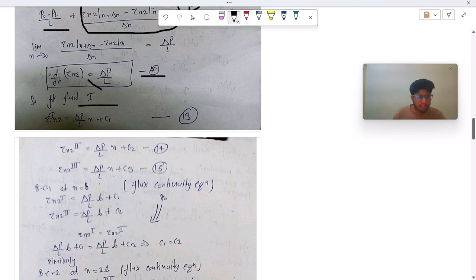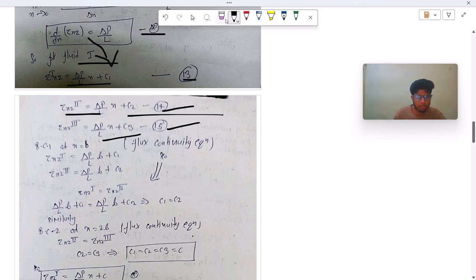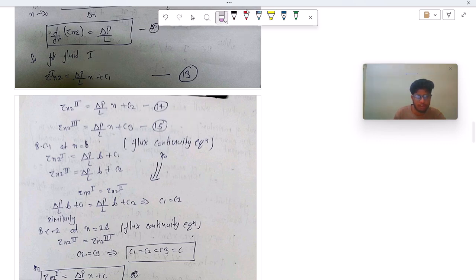first of all you have to integrate this equation with respect to x. We get tau 1 xz equal to delta p upon L into x plus c1. Similarly for fluid 2 and fluid 3. This is for fluid 2, this is for fluid 3. We write the 13th, 14th, and 15th equations. So we have three constants c1, c2 and c3. We need to find all these constants, so we have to use our boundary conditions.